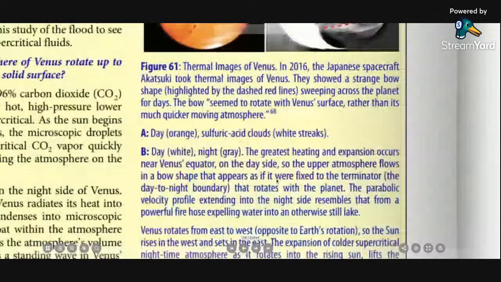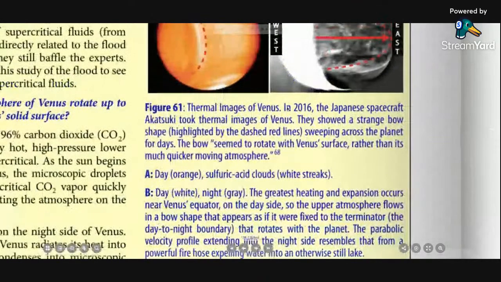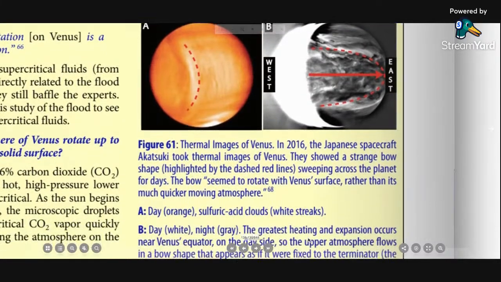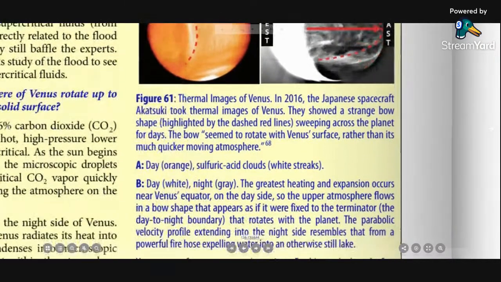And here's the graphic. Figure 61, thermal images of Venus. In 2016, the Japanese spacecraft Akatsuki took thermal images of Venus. They showed a strange bow shape, highlighted by the dashed red line, sweeping across the planet for days. The bow seemed to rotate with Venus's surface rather than its much quicker moving atmosphere.